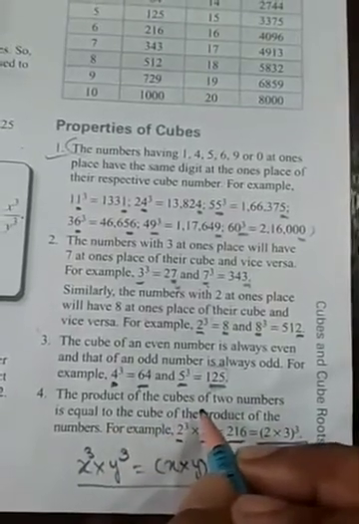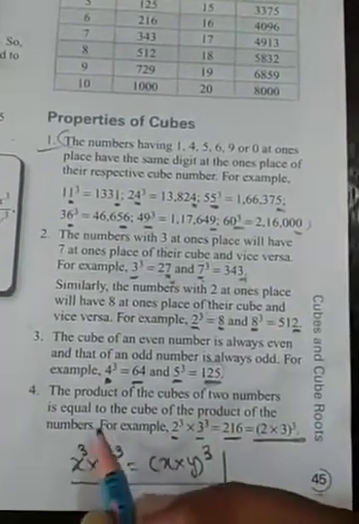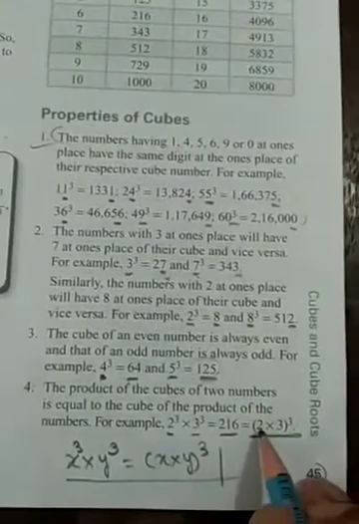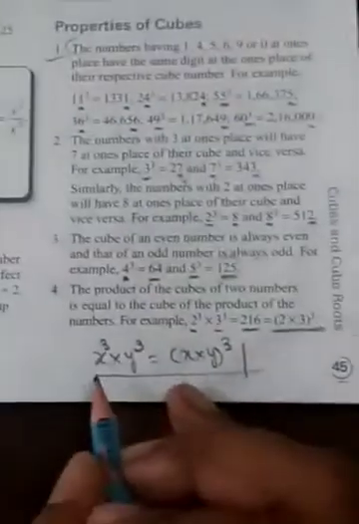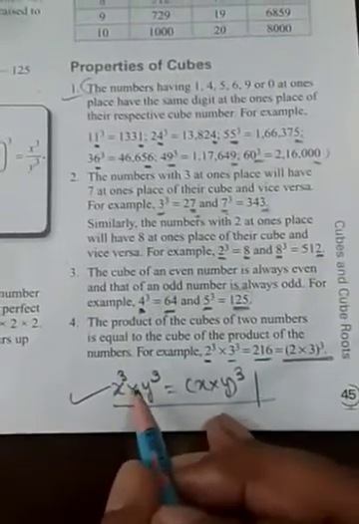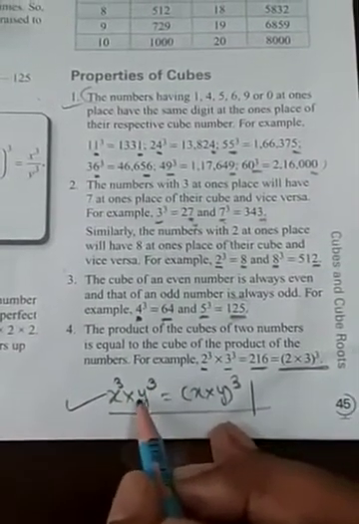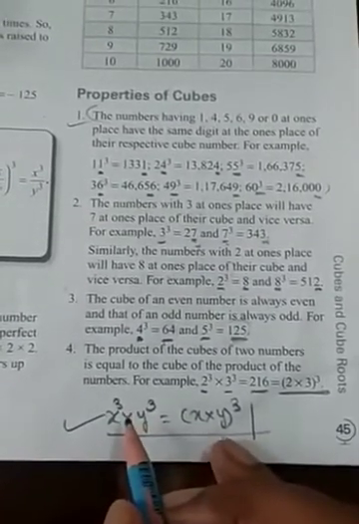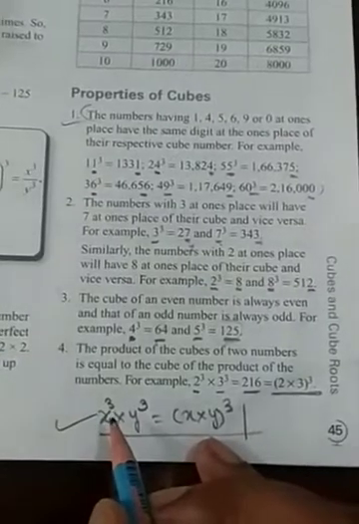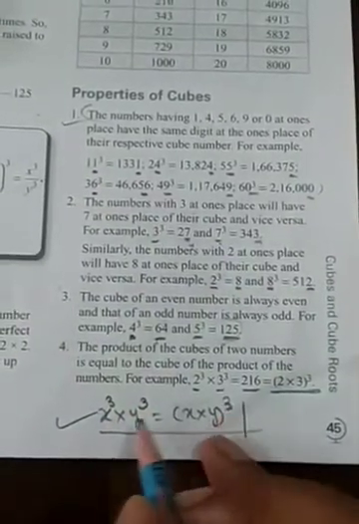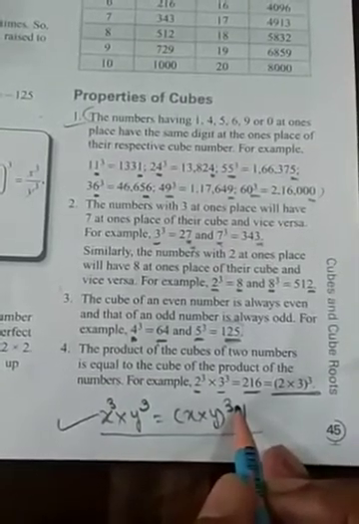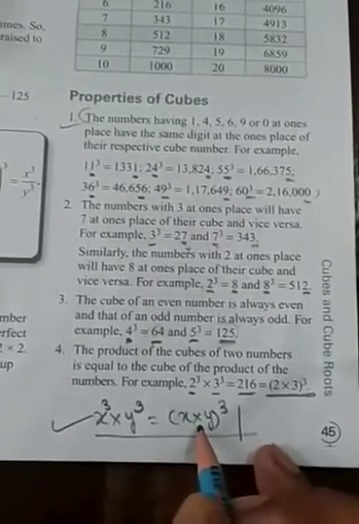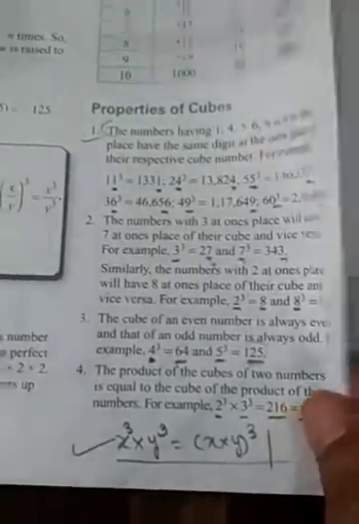Next property, the product of cubes of two numbers is equal to the cube of the product of the numbers. For example, 2 cube multiplied by 3 cube is equal to 216, which is 2 multiplied by 3, whole cube. We can write it in a formula like this: x cube times y cube, the cube of one number and the cube of the second number multiplied. It means product. As you have learnt in exponents, if the powers are the same and the bases are not the same, we can write the power a single time and write the bases with the same mathematical operation. So here it is a product, so you can write x multiplied by y, whole to the power 3.